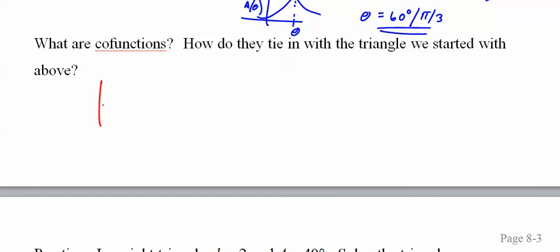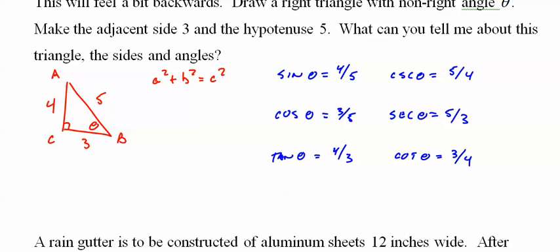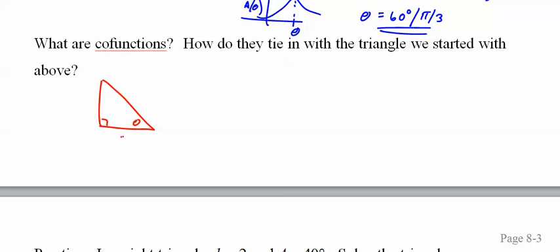Back to that triangle up above. I've already forgotten what it looks like. 3, 4, 5 on the bottom. And I labeled it. What do you notice about sine of A and cosine of B? I'll get rid of theta this time. They're equal. Sine of A is 3 over 5. Cosine of B is 3 over 5. These are called cofunctions when that happens.